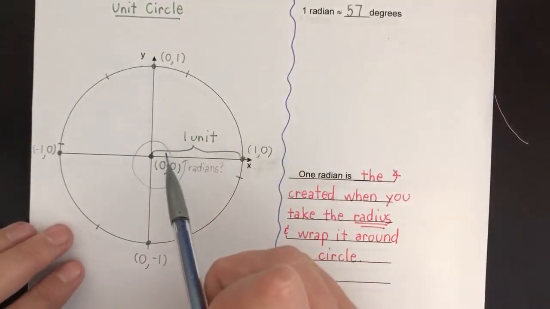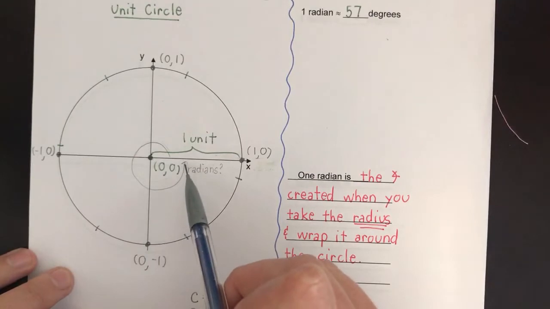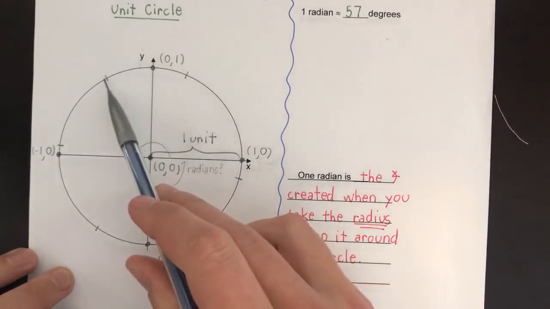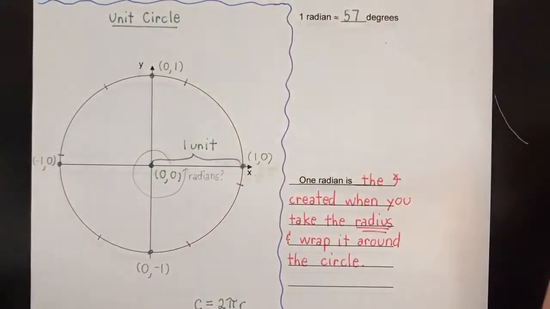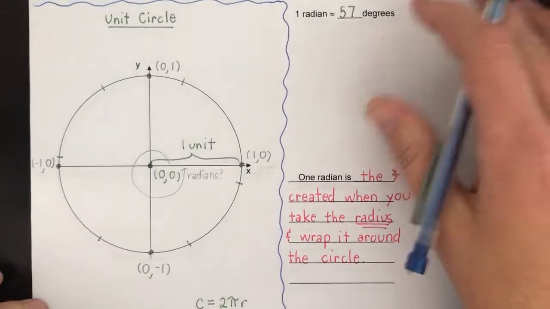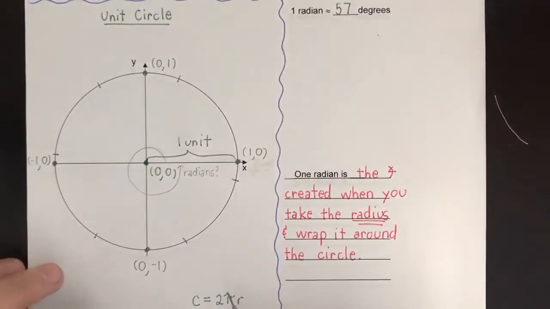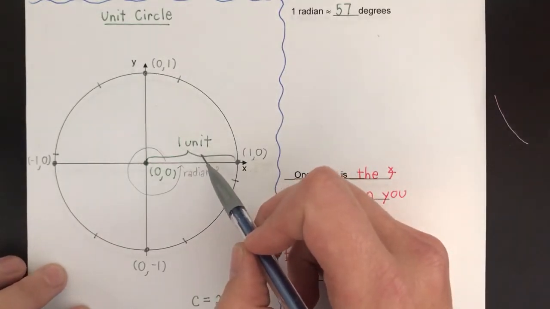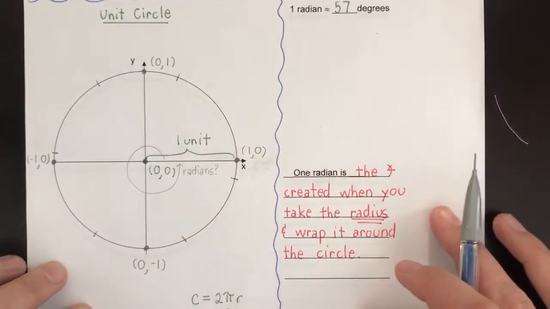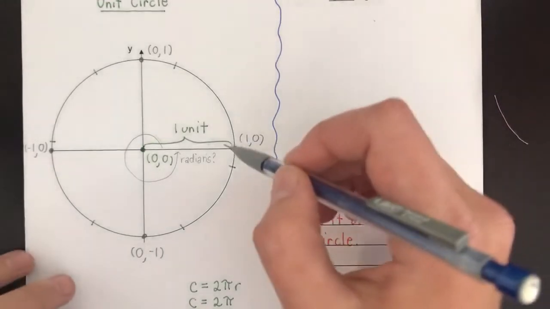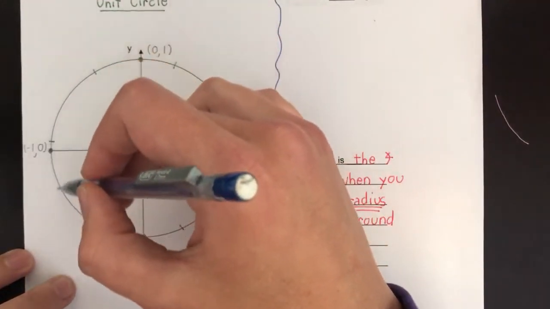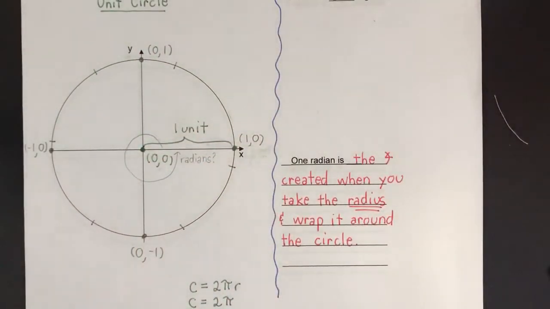Remember that you get your radian by taking the radius and wrapping it around. And what you do know about this very special unit circle is the circumference. The circumference of any circle is 2 pi r, where r represents the radius. Well, what's the radius of this circle? It is 1 unit. How cool. So the circumference of this circle is 2 pi. So the arc length going all the way around this circle is 2 pi.